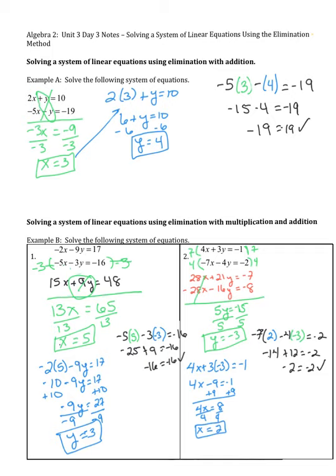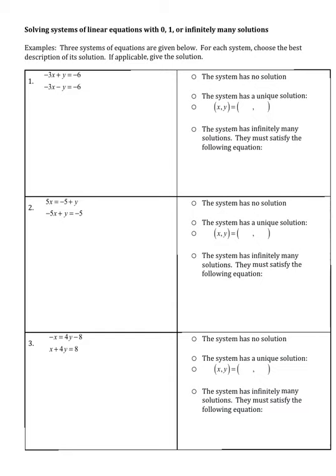All right, this second page of notes, still of unit 3 day 3. You're going to solve them, but then you're going to decide if the system has no solution, a unique solution, or infinitely many. If the system has no solution, it means these lines are parallel. Remember, these are actually linear equations. They're graphable equations. So if the lines have the same slope, they are parallel. If they are parallel, they will never intersect, which means the system has no solution.